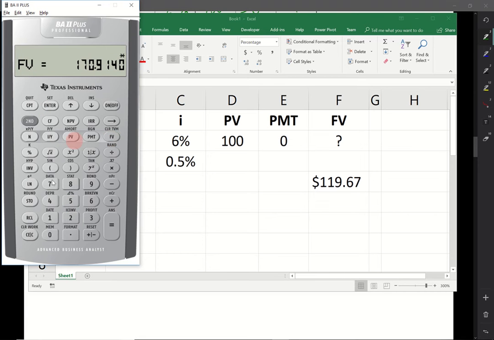wait, I must have done something, right? Oh no. Sorry. Let me try that again. So we'll do 36, right? And then we did 1.5%. Present value of 100, negative, say. And then when we compute the future value, oh no, sorry, it's not 1.5%. It's 0.5%. Sorry, there we go. And then, oh, whoops, quit. We'll do, say, compute the future value there.